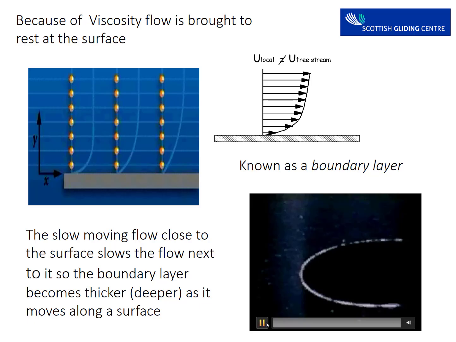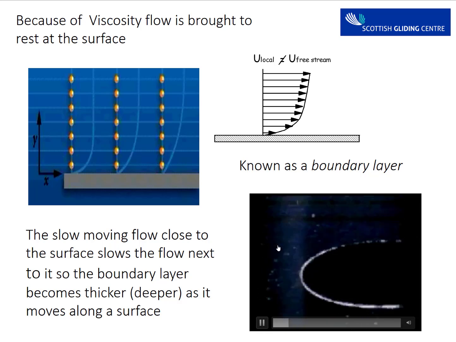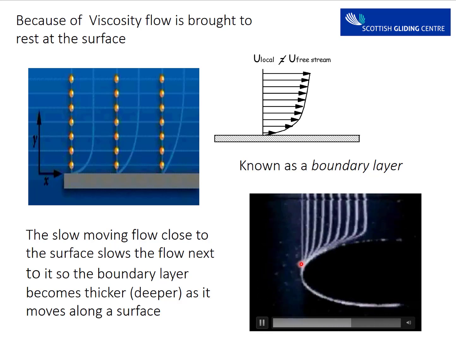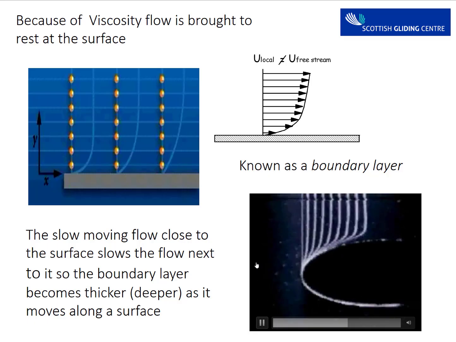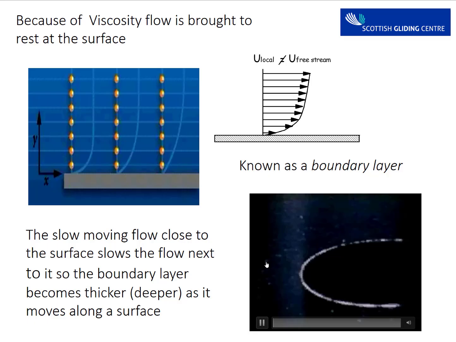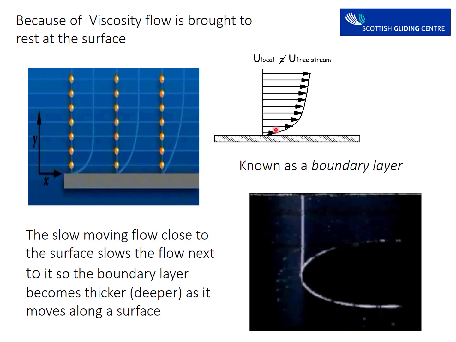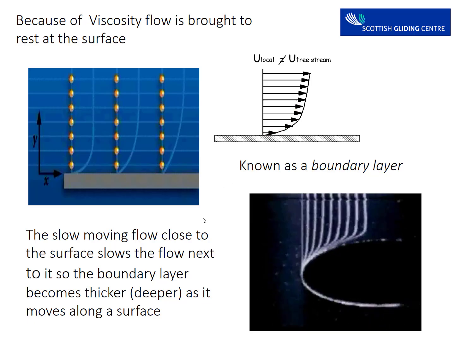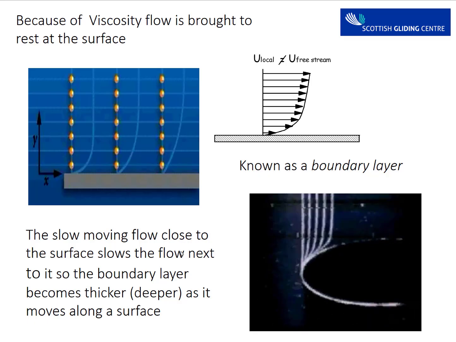And we can see this boundary layer being developed by flowing water over a wing, having a thin wire across which we pass a voltage, and if we pulse that we can get lines of hydrogen bubbles in the flow. And what we can see here is this curved shape next to the surface of the wing where the flow is brought to rest due to the viscosity and the no-slip condition.